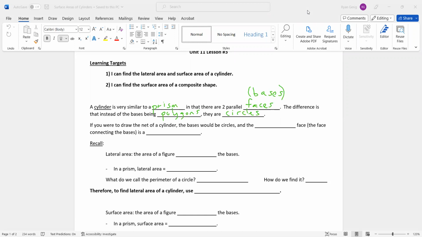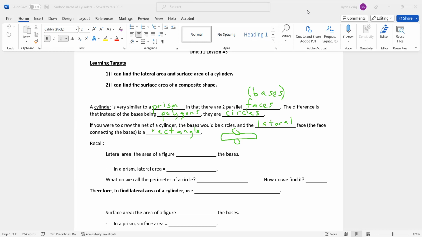So it comes back. If you were to draw the net of a cylinder, the bases would be circles, and the lateral face, singular lateral face, or the face connecting the bases, is a rectangle. Think of a label on a water bottle. The water bottle's kind of in the shape of a cylinder. If I would peel that label off, it ends up being a rectangle. So that's the net of a cylinder.